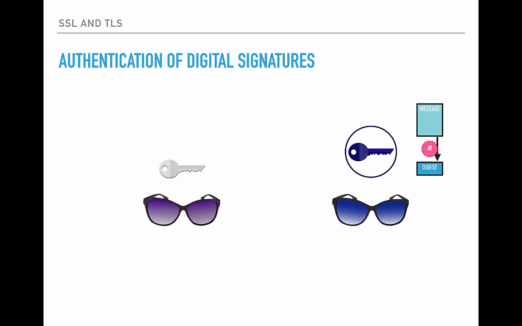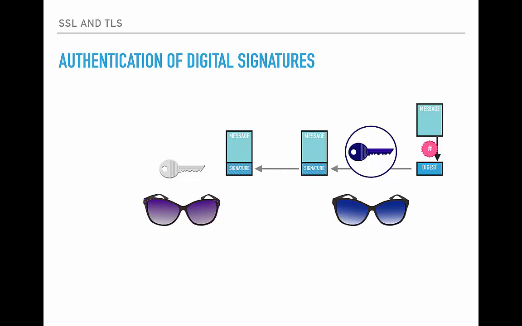Once a digest has been created, Mr. Blue encrypts the digest with his private key. The encrypted digest acts as Mr. Blue's digital signature of the message. He then sends the message, which is not encrypted, and the digest, which is encrypted, to Violet.